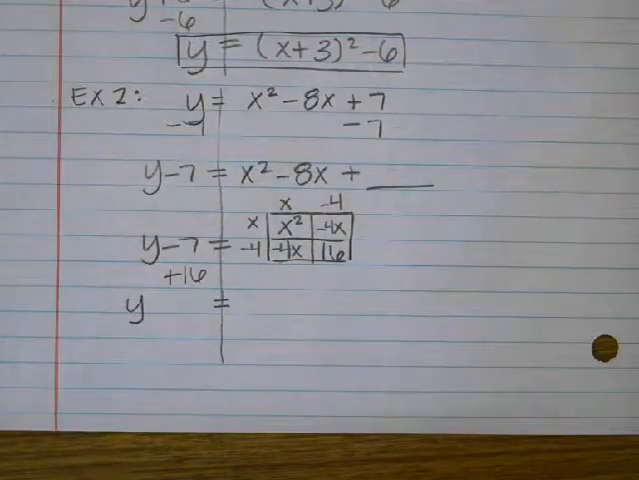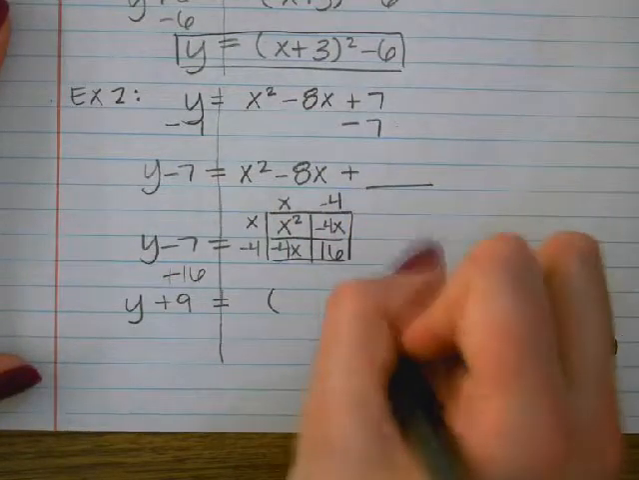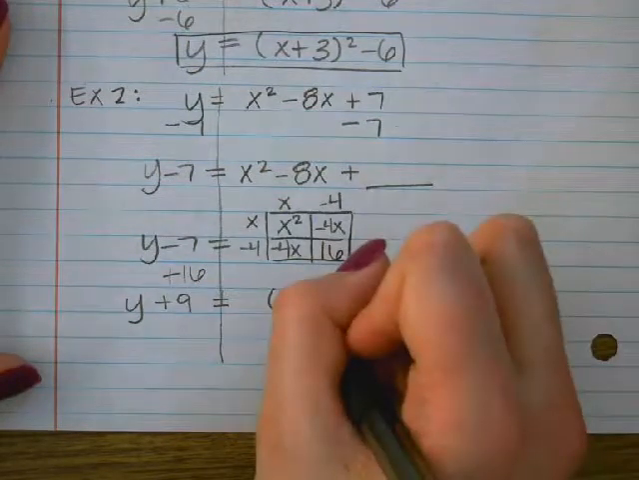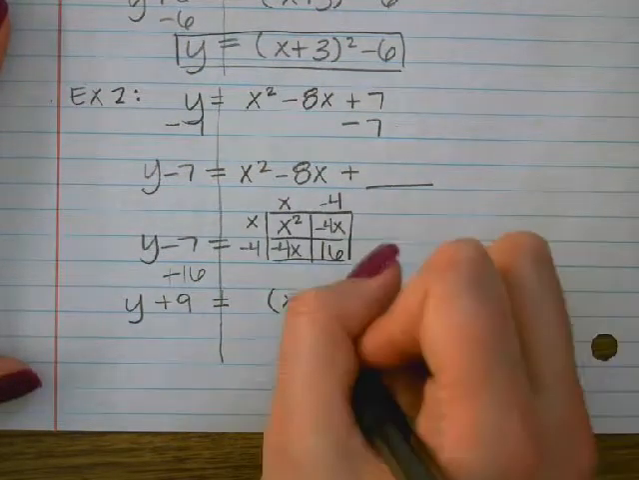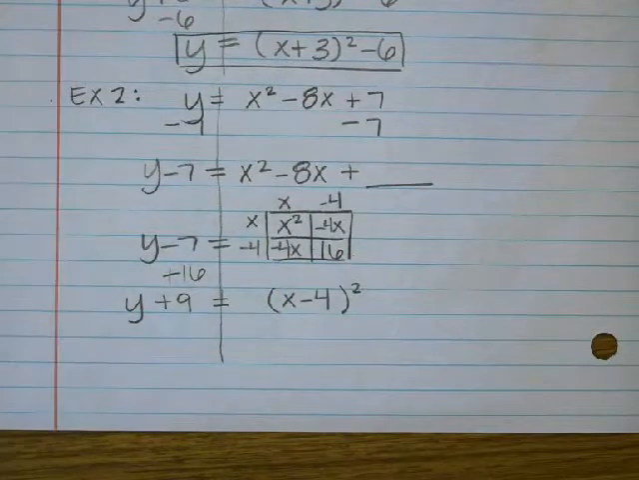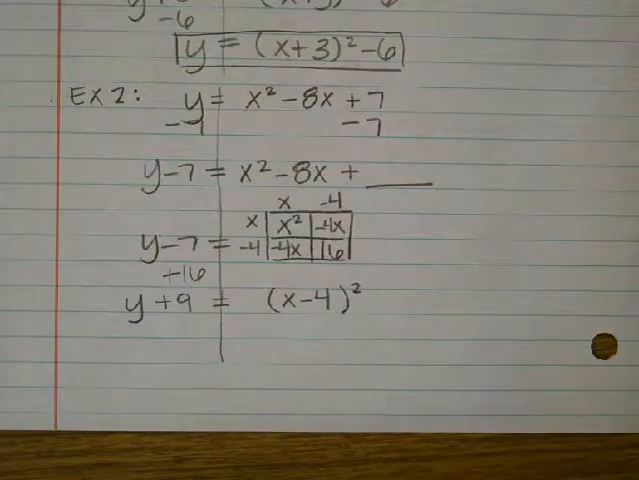So we've got y plus 9 equals x minus 4 squared. So we factored it. Minus 9, right? And then we minus the 9 over.